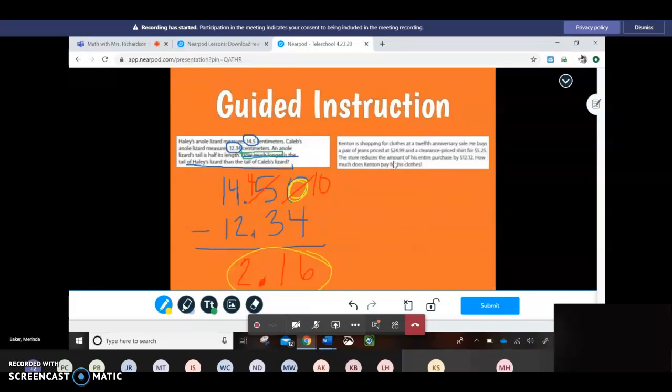Now, this one is something. So we're going to walk through this problem together. But can someone read me this problem? Is someone able to read me this problem? Can you see it?